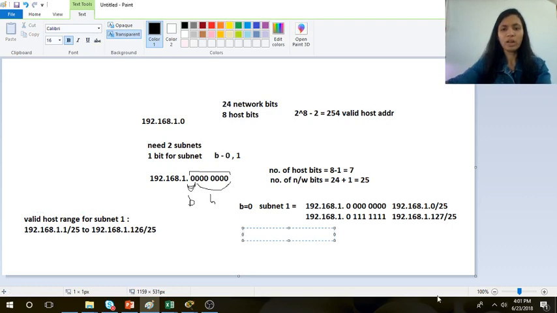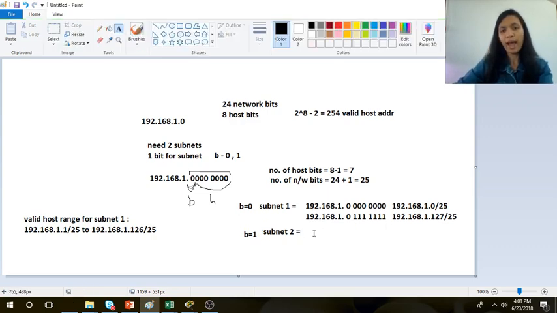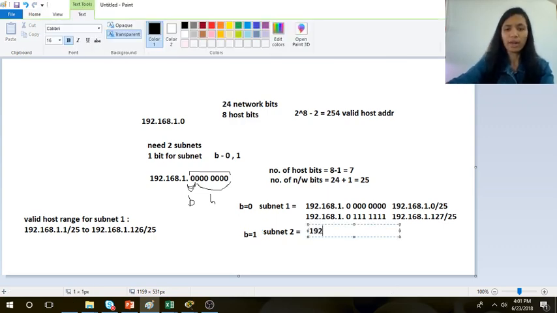Next, when your subnet bit is equal to 1, you would get your second subnet. So this is your subnet 2, and your subnet 2 would have the network address 192.168.1. Your subnet bit is now 1, and your host bits, since we are going to find out the network address, would be all zeros.